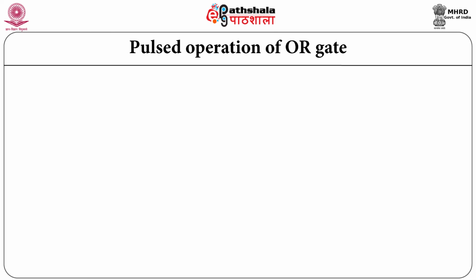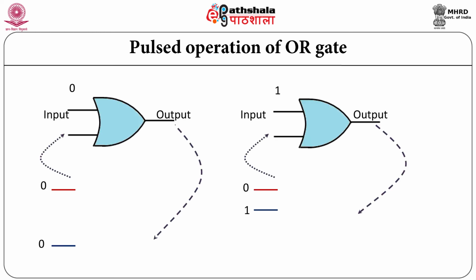Let us now consider the pulse operation of the OR gate. Just similar to the AND gate, we will connect one of the inputs of one OR gate to logic 0, and the other OR gate will receive logic 1 at the input, and a square wave is applied simultaneously to both the logic gates to determine whether the input signal is passed as it is to the output or it is stopped.